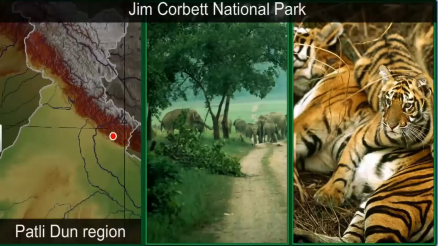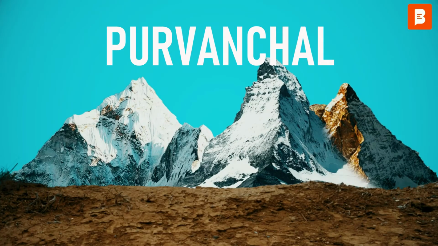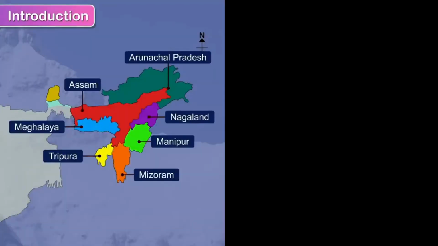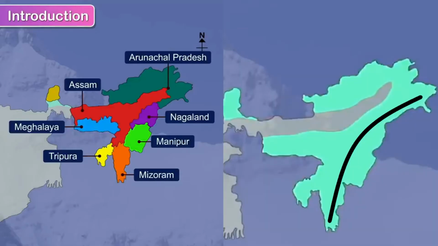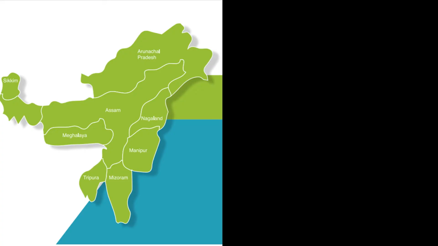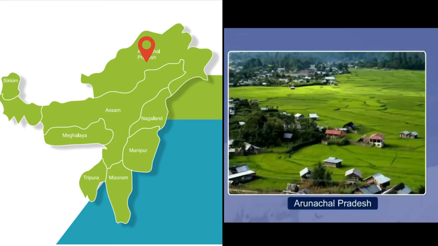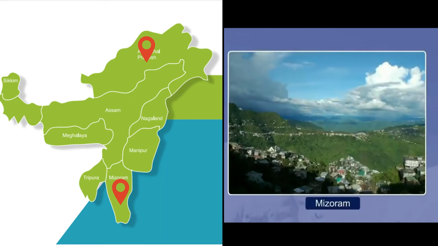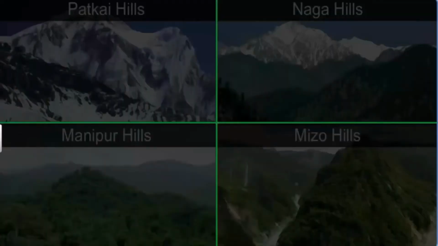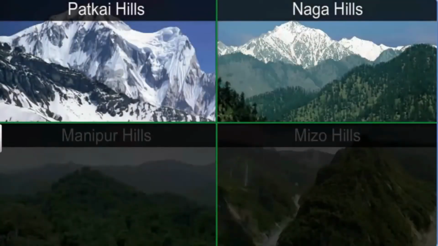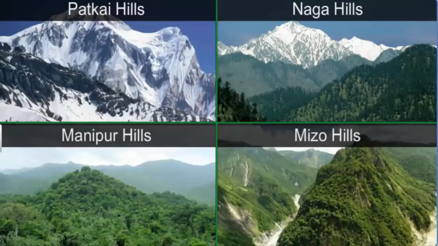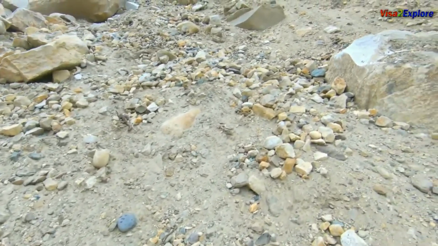Purvanchal or the Eastern Hills. The Purvanchal or the Eastern Hills are called so because they are located in the eastern part of India and run in the shape of a crescent with its convex side pointing towards the west. These hills extend from Arunachal Pradesh in the north to Mizoram in the south. The Purvanchal comprises the Patkai Hills, the Naga Hills, the Manipur Hills and the Mizo Hills. They mostly comprise sandstones and are covered with dense forests.